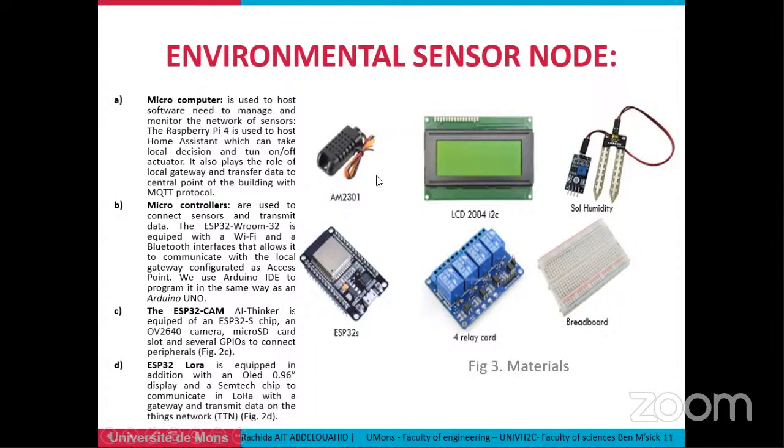And we have used different sensors like the DHT, which is a sensor to measure the temperature of the air, and we have used a soil humidity sensor. This sensor can measure the humidity of soil, and an LCD to visualize the different values taken from the DHT and soil humidity, and a board to connect these different materials.